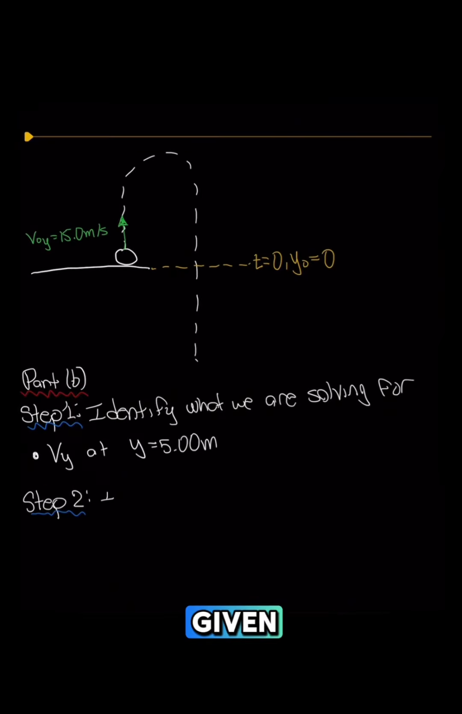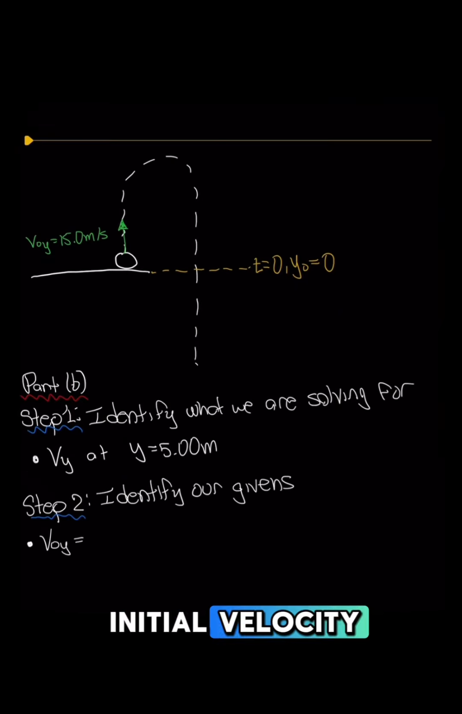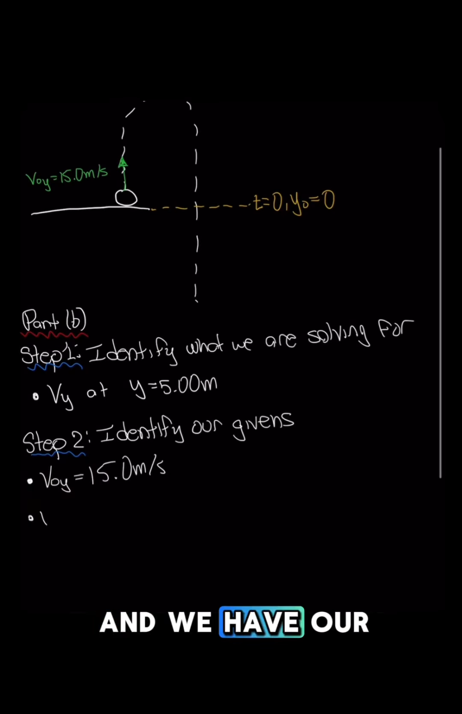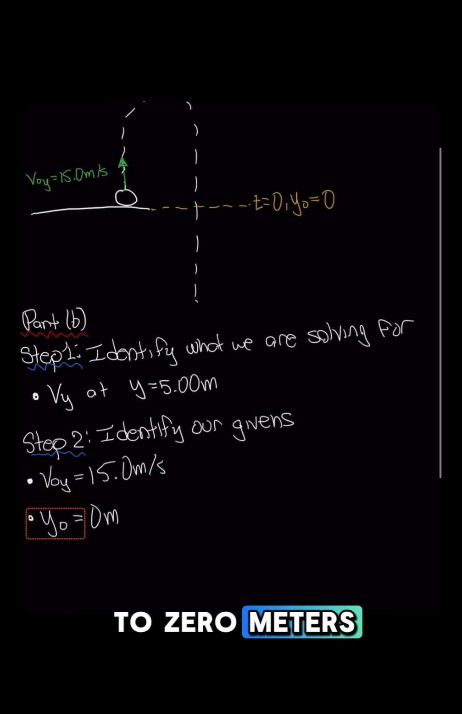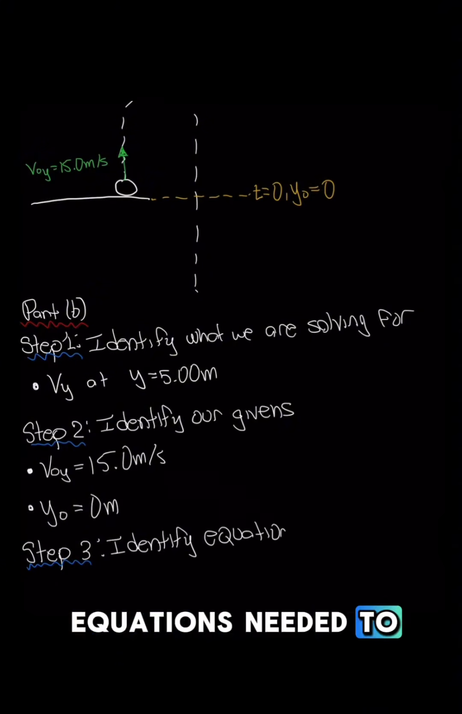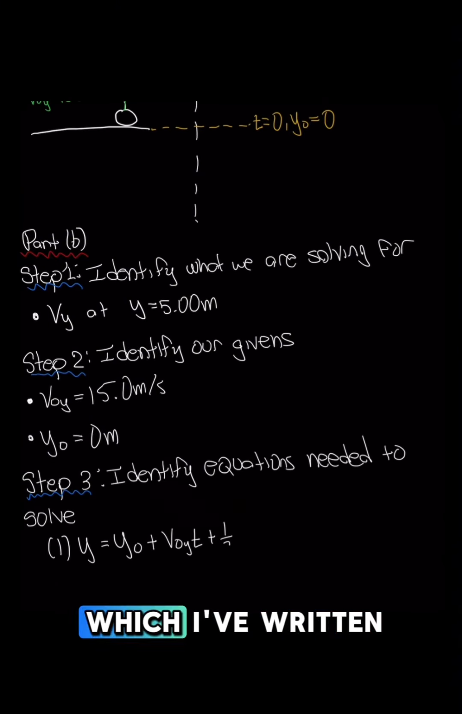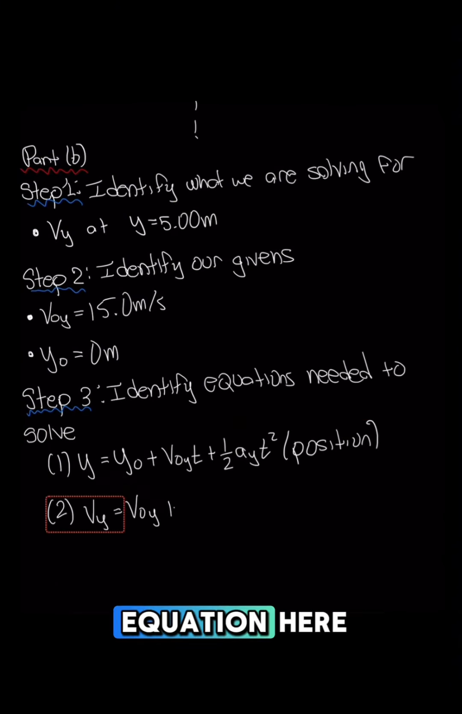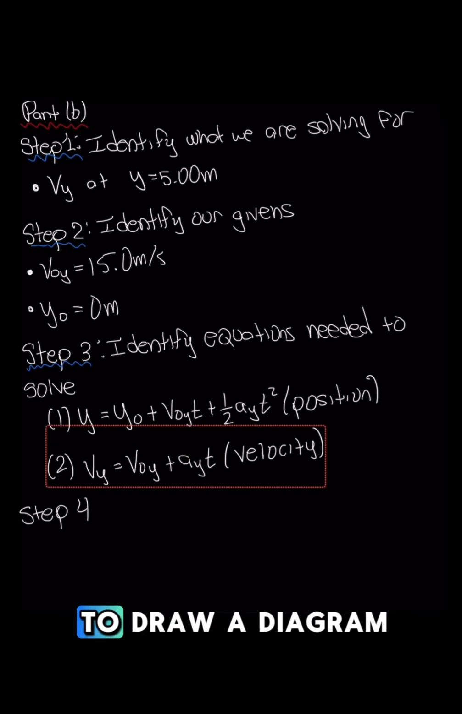Next we can identify our givens. In the question it gives us the initial velocity equal to 15 meters per second, and we have our reference height y0 equal to 0 meters. Then we can identify the equations needed to solve. So we're going to need the position equation, which I've written first, and we also need the velocity equation here, which is number 2.